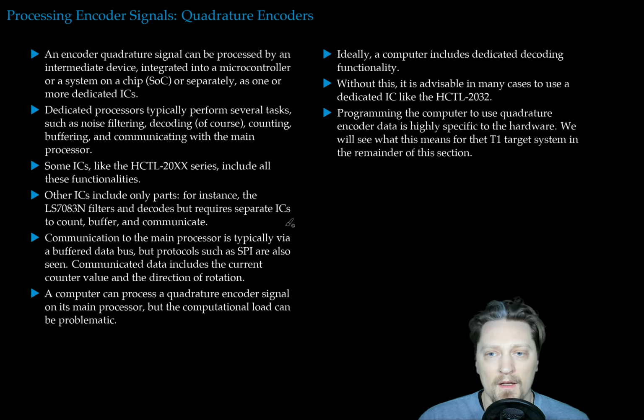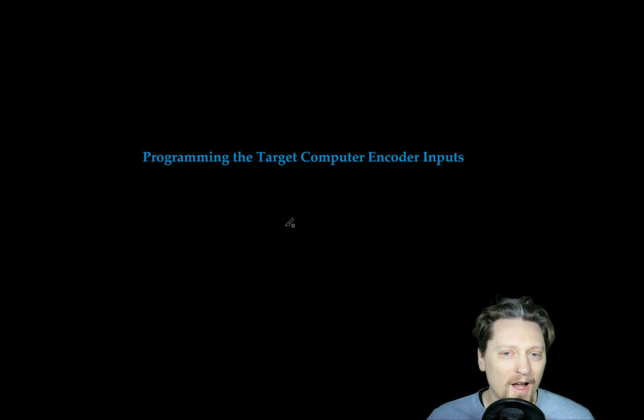Without this, it is advisable in many cases to use a dedicated IC like the HCTL 2032. Programming the computer to use quadrature encoder data is highly specific to the hardware. We will see what this means for the T1 target system in the remainder of this section. So, programming the target computer encoder inputs.